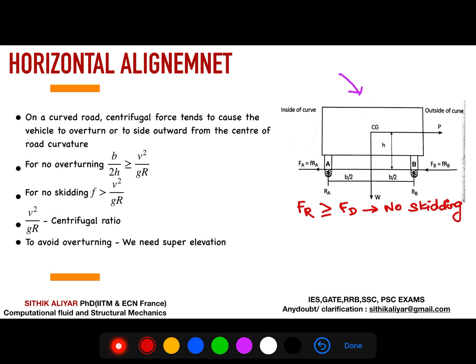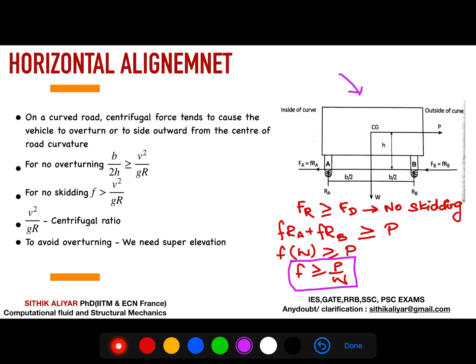The resisting force is obviously given by the friction. There are two tires, so you can write it like this: friction F into RA, plus F into RB, where small f is the coefficient of friction. I hope you know the friction formula. If it is greater than P, who is driving? This P is driving. So you can take f common, RA plus RB you can write as W, if it is greater than P. If the coefficient of lateral friction is greater than or equal to P by W, then there won't be any skidding.